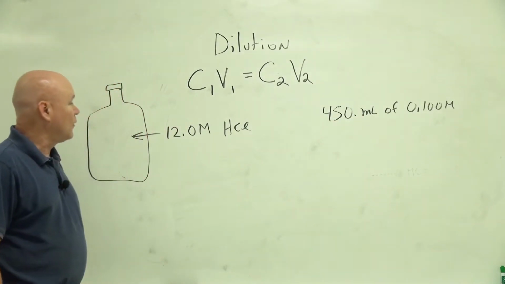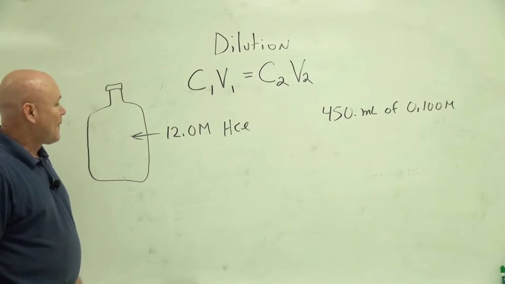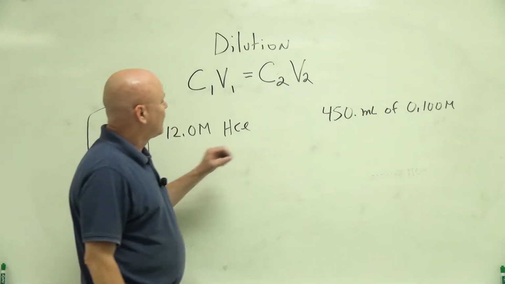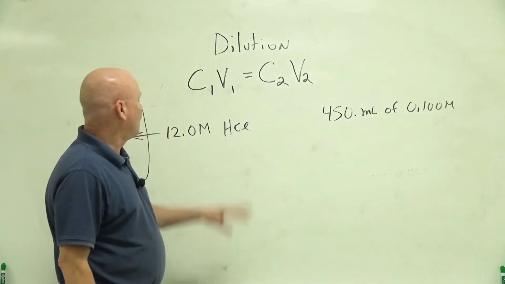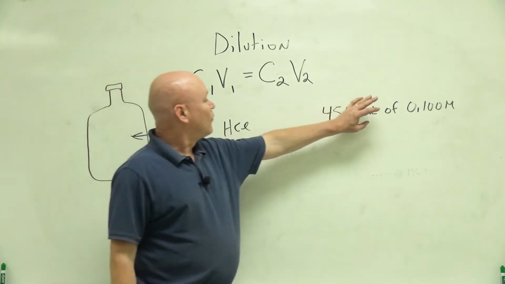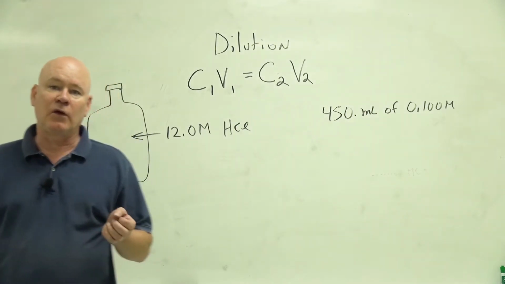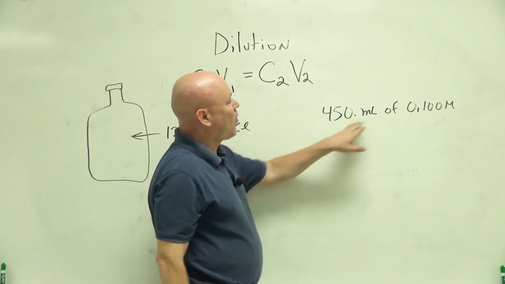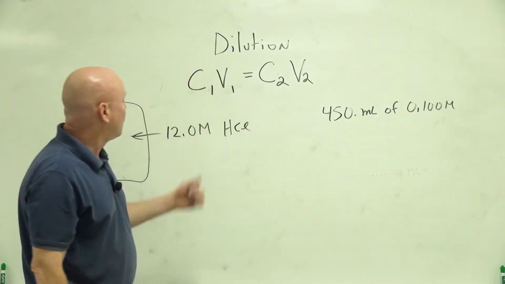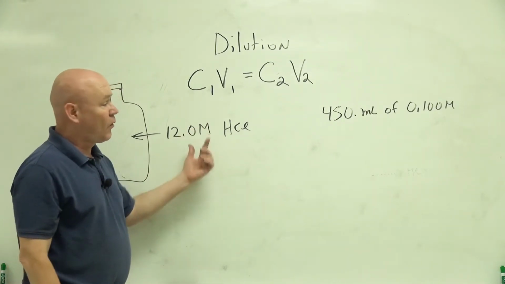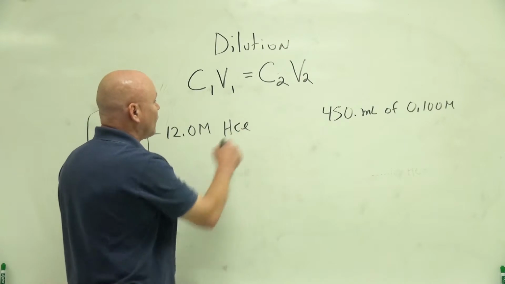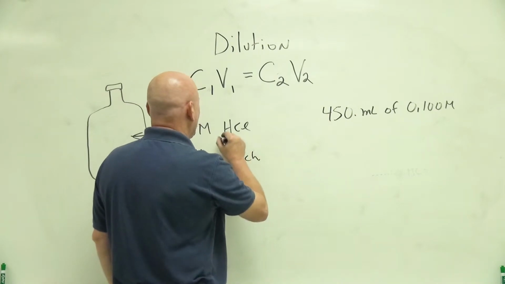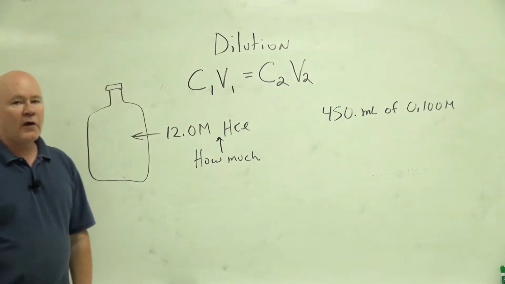So the way we're going to do this is we're going to say that this is either C1V1 and that's C2V2, or this is C2V2 and this is C1V1. It doesn't matter which one you pick as being either 1 or 2, just as long as you keep the numbers together. In other words, if you're going to call this 2, then make them both 2. And if you're going to call this 1 with the volume we're looking for, call it 1. Or you can call that 2 and call that 1. And so the way we're going to do this is I want to know how much of the 12.0 molar HCl that I'm going to use.